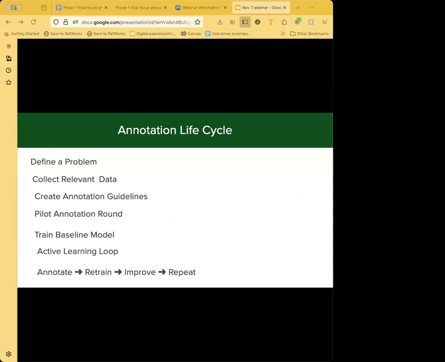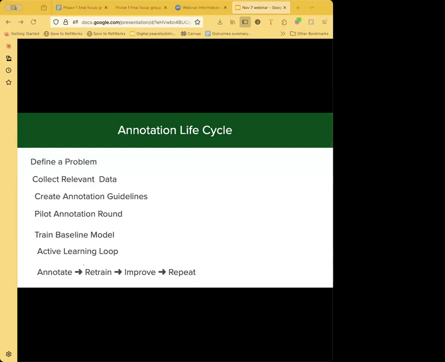So I'm going to explain basically the annotation life cycle. First, you have to begin with defining the problem, which is basically what question are we trying to answer with the model? For example, what we were doing is trying to understand polarization on social media. Defining the problem matters because it prevents bad labeling and wasted work, and it also helps align the annotators' goals with the machine model goals.